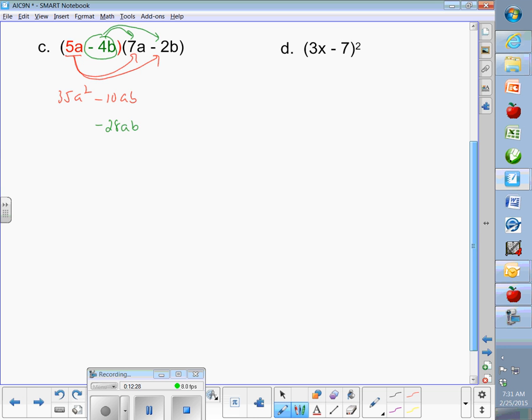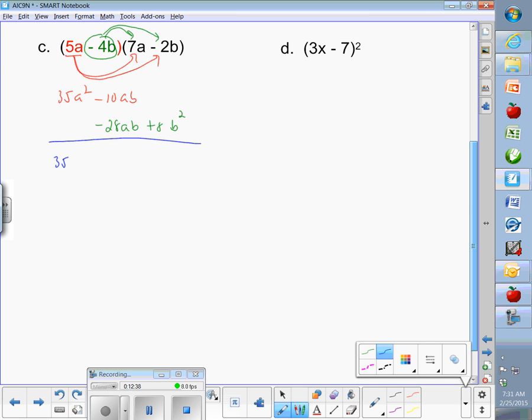Negative 4b times a negative 2b. Negative 4 times negative 2 is a positive 8. B times b is b squared. Finish it off by adding the like terms in the middle. 35a squared minus 38ab plus 8b squared. Hey, these are easy. These are easy.